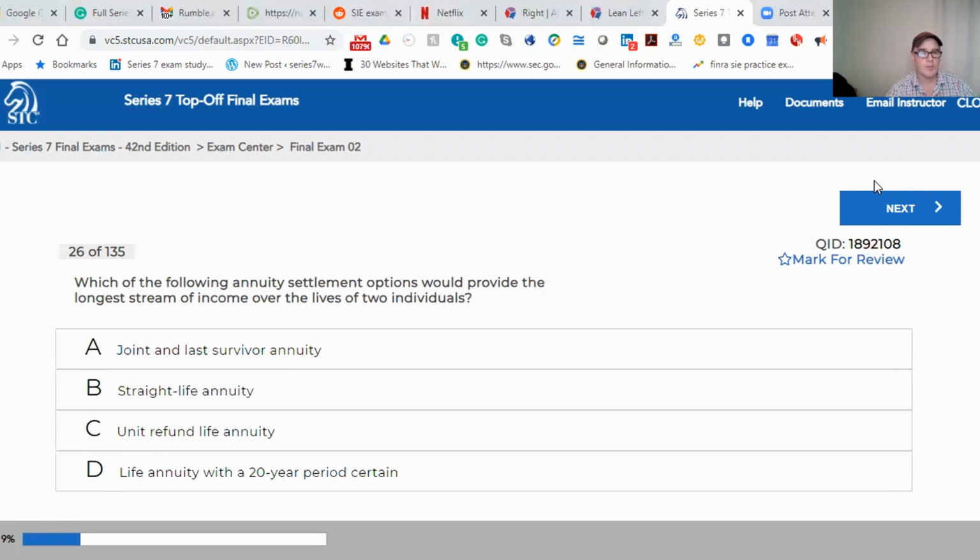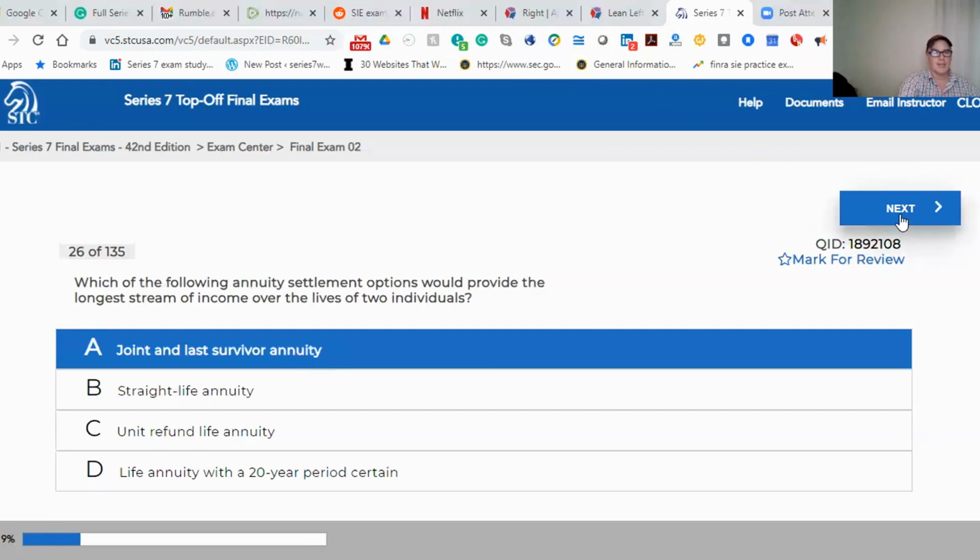Which of the following annuity settlement options would provide the longest stream of income over the lives of two individuals? So annuity payout: there's straight life, which is paid until you die. There's joint life survivor that pays until you both are dead. And then the straight life with a 20-year period certain guarantees that even if you die after 2 years, they're going to pay. Straight life is just for the one person. Life annuity with 20-year period certain is really for an individual, guaranteed to pay for a certain number of years. And a unit refund life annuity just means if you die early and you haven't been paid back all your money, you'll get it back. So let's go with joint and last survivor, because it's called last to die. It's until both people die.